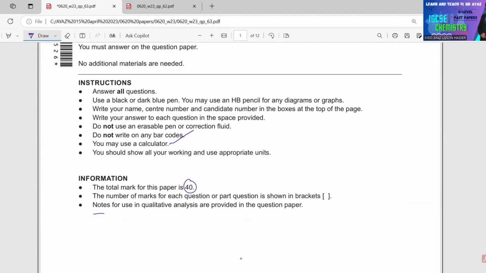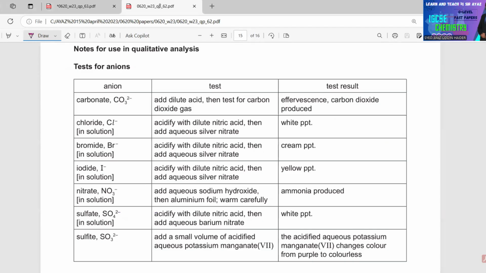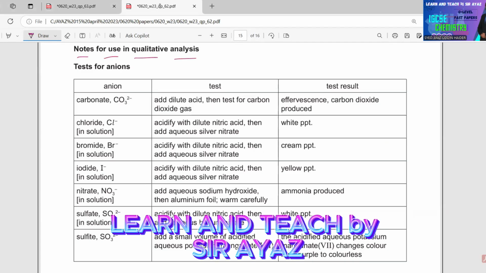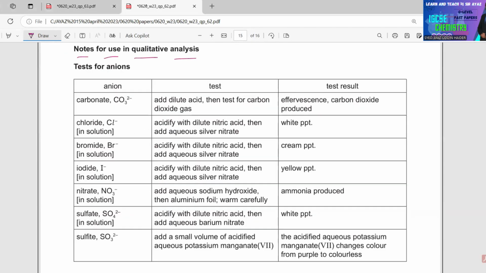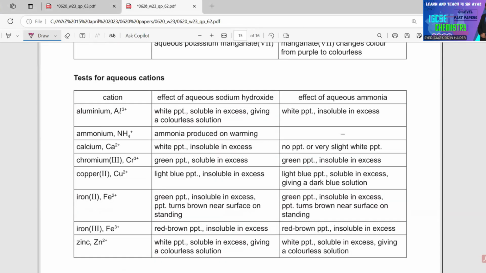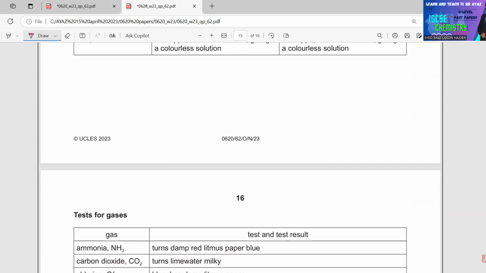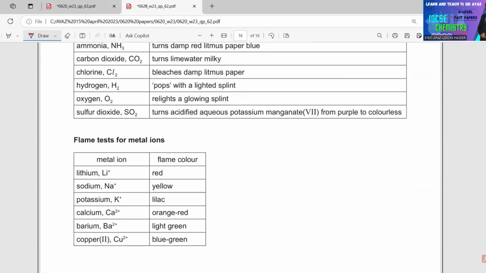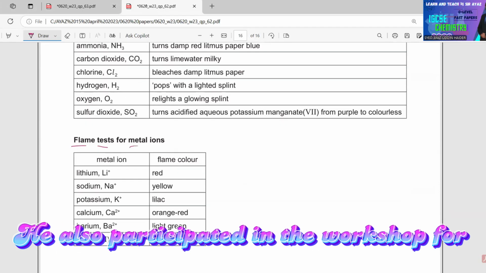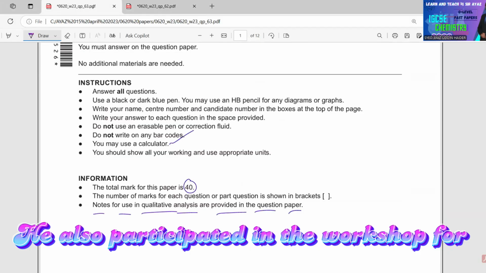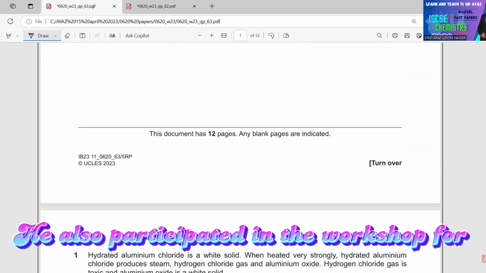Important thing, notes for use in qualitative analysis are provided in the question paper. So these are the notes for use in qualitative analysis. You will use these notes. You have test for anions, test for cations, you have test for gases, and the last one, that's flame test for metal ions. Let's start the paper. Here's question number 1.